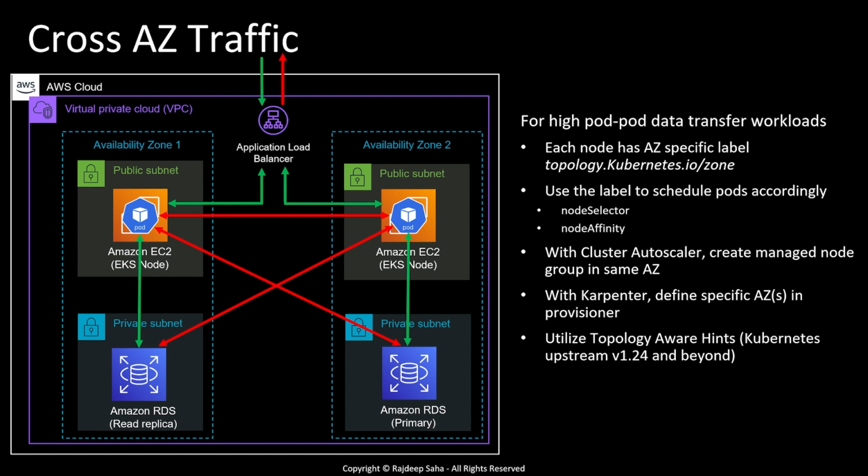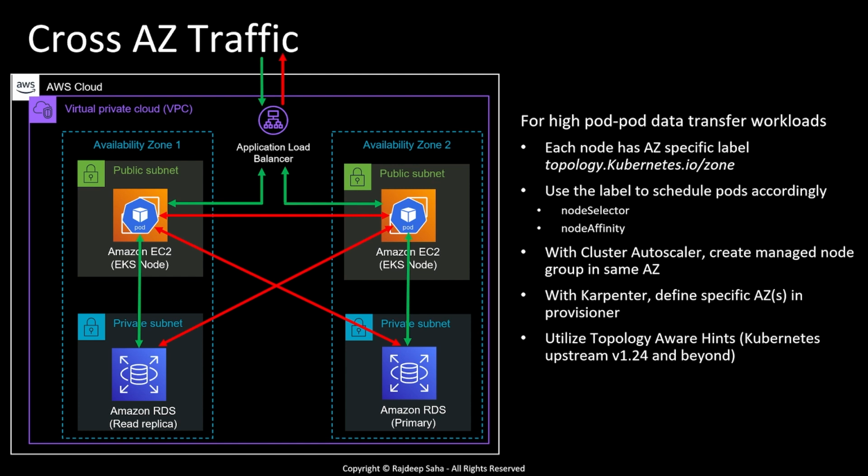Each node that comes up will have a label attached. Now remember, label is not the same as tags, right? Tag is an AWS concept, label is a Kubernetes concept. So with those EC2s, there will be a label called topology.kubernetes.io/zone. It will be like AZ1, AZ2, etc. And you can use those labels to schedule pods using node selector and node affinity. So if you know a workload is very chatty, you can specify deploy at the same availability zone.